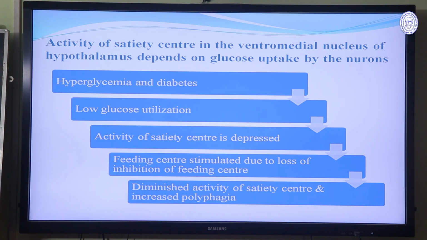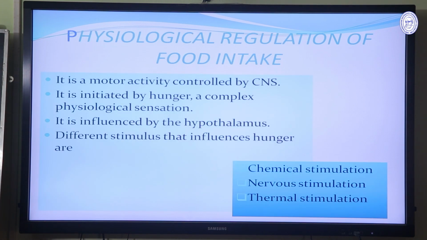Diminished activity of the satiety center and excess food consumption due to no inhibitory signal to the hunger center results in more and more food consumption, that is known as polyphagia. Polyphagia is a characteristic symptom in type 2 diabetes, which may lead to obesity. So, all these are the physiological regulation and mechanism of obesity and hunger sensation.